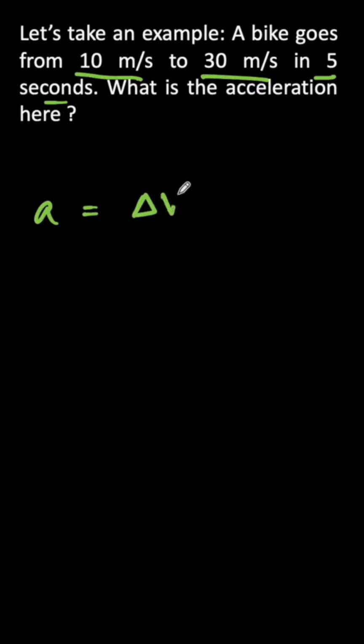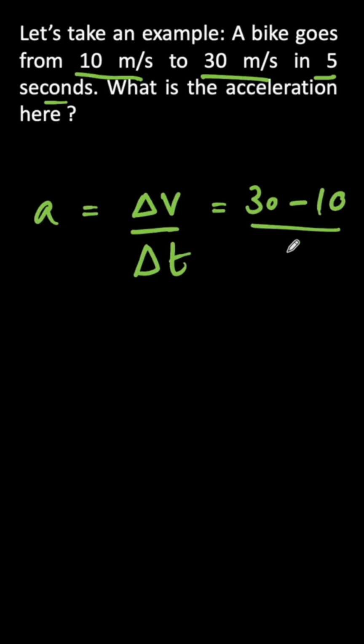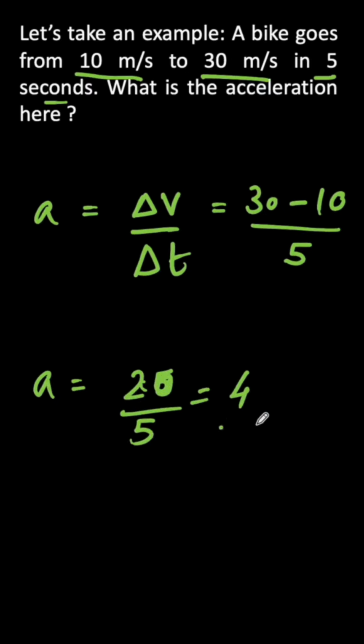We know acceleration is delta v by delta t. What is the change in velocity here? What is the final velocity? 30 meter per second. What was the initial velocity? 10 meter per second. In how much time did this change happen? It happened in 5 seconds. So acceleration is equal to 20 by 5. That is 4 units.